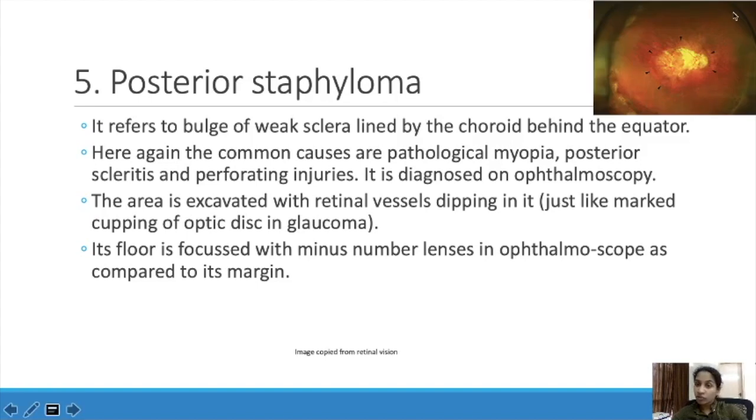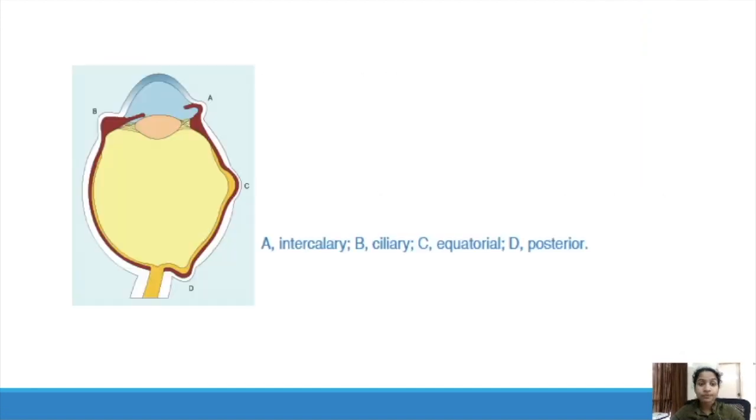So this is a picture of a fundus, and this is the margin of a staphyloma. This is how it looks, and the retinal vessels are dipped in it. The arrows show the margins of the staphyloma. This is a posterior staphyloma, seen only through the ophthalmoscope, and its common causes are pathological myopia, posterior scleritis, and perforating injuries. These are the five types of staphyloma.